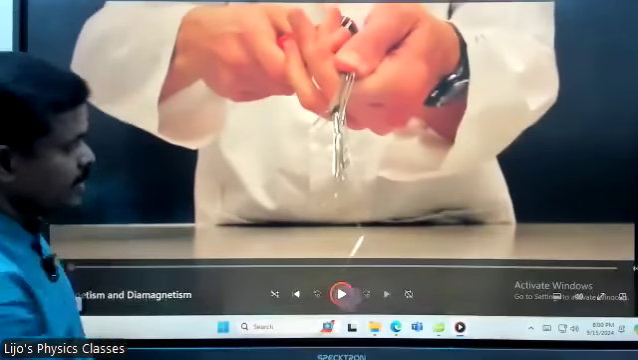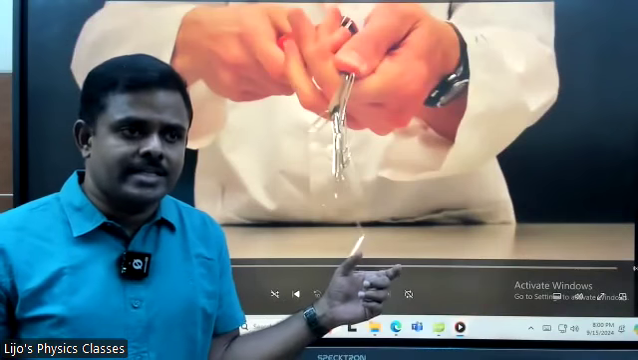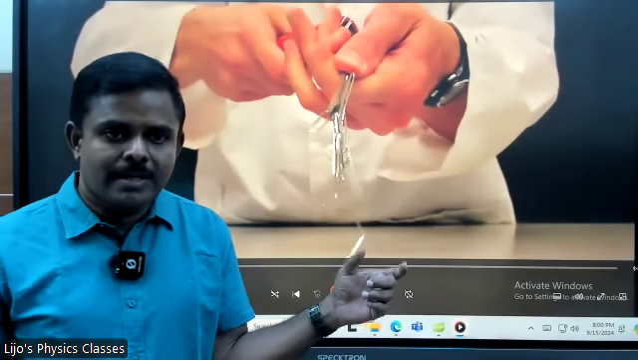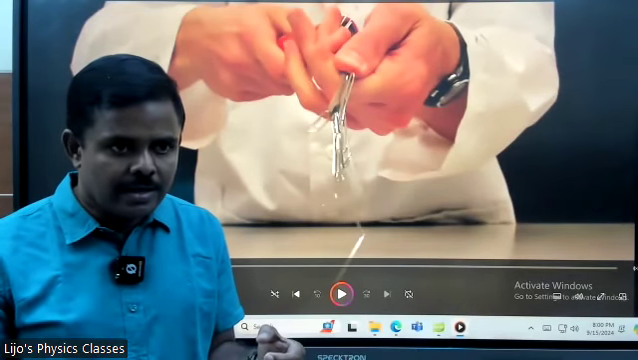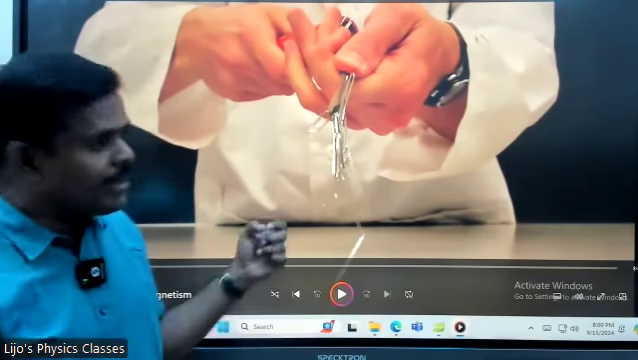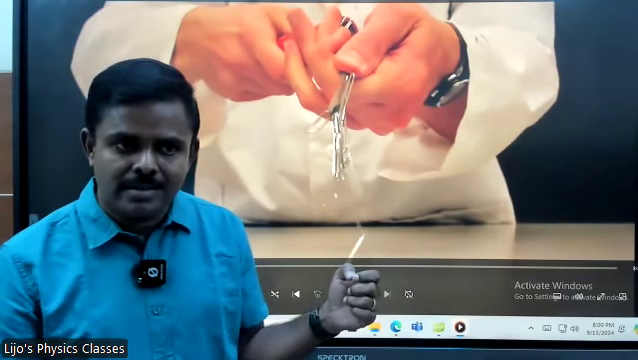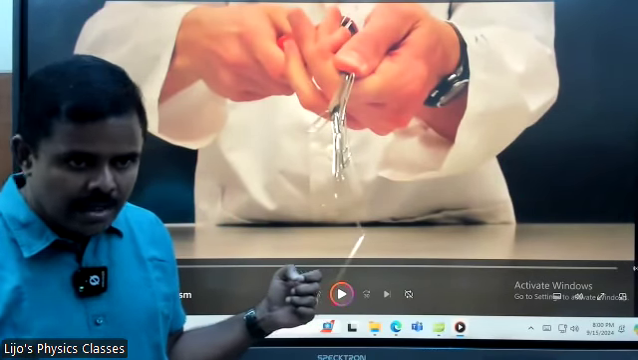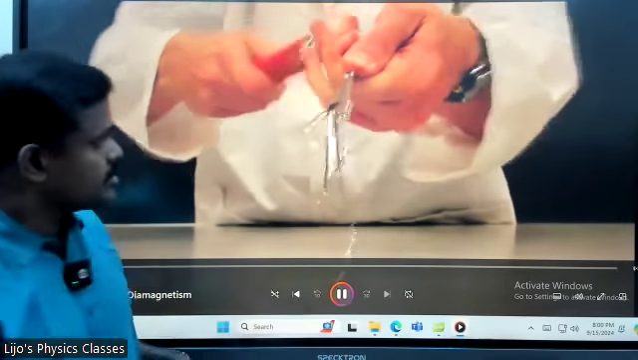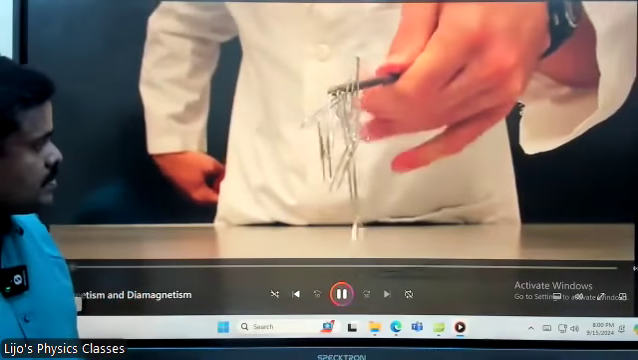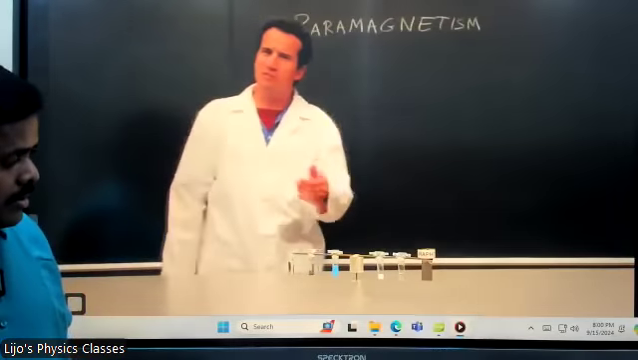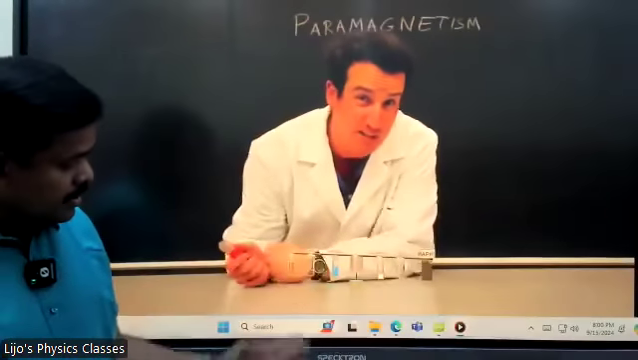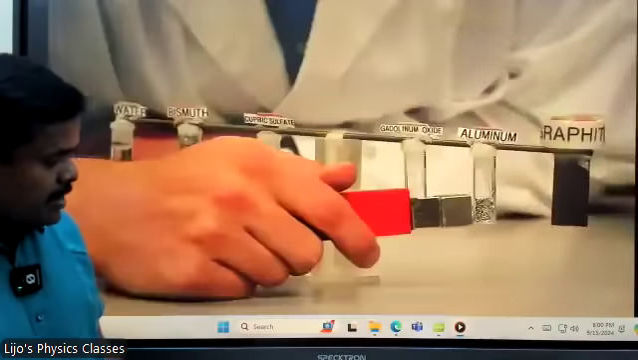Did you see that? Initially, the iron nail had no magnetization, right? Correct. But when it was kept in contact with the magnet, all of a sudden it became a magnet. Got it. Even after removing the magnet, the magnetism still stays. Look at that. Still stays, right? Paramagnetism is a similar effect, except that it's much weaker. Now they are doing it with different substances.